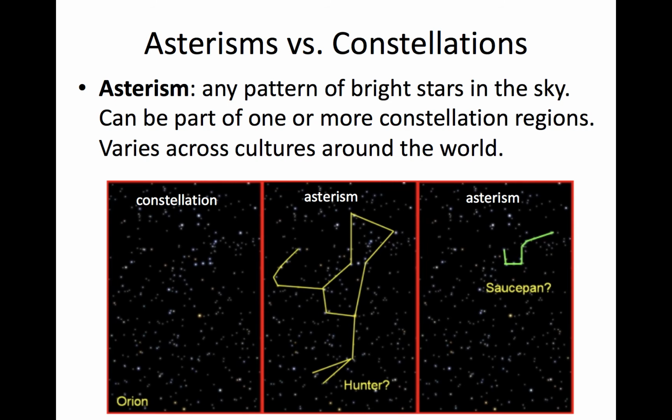Asterisms, on the other hand, are patterns, like the stick figure shown, of bright stars. Asterisms can be entirely within one constellation region, or they can span two or more regions. Asterisms are unofficial and vary across cultures. You can even make up your own asterism. Let's take a look at some of the few well-known asterisms in modern Western culture.